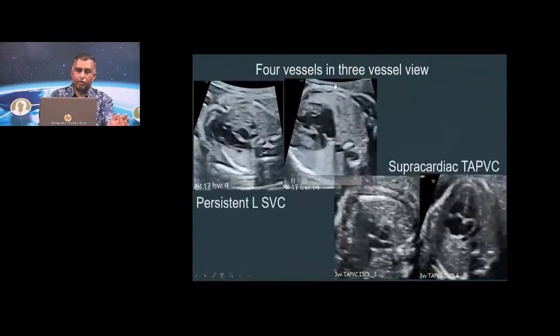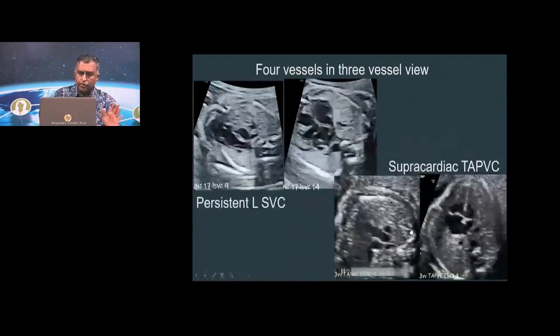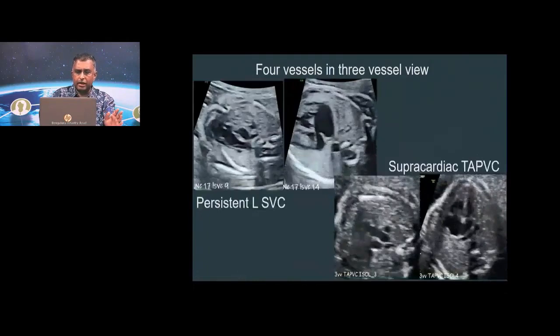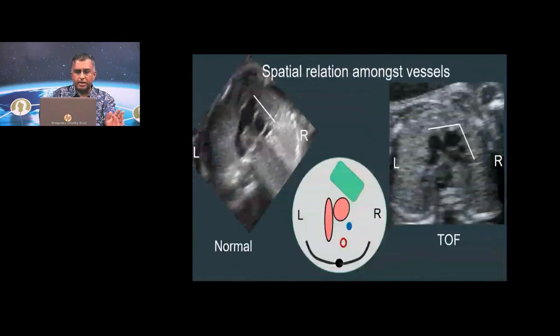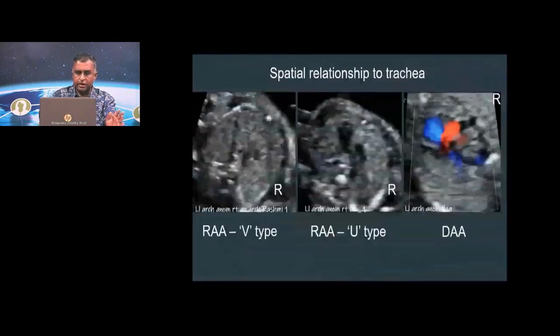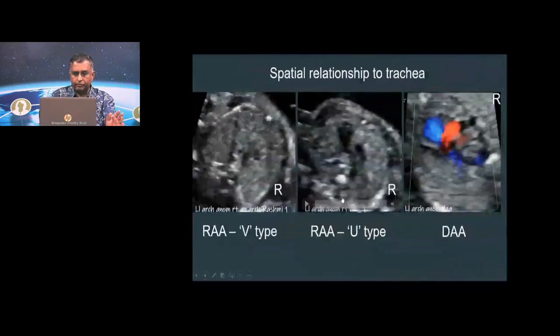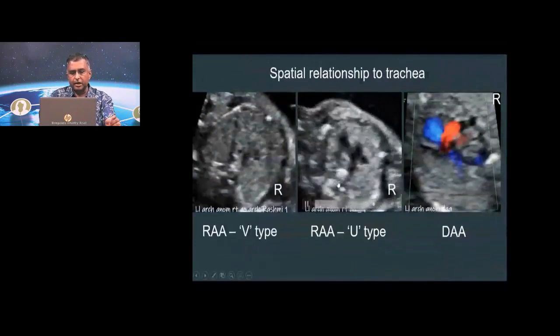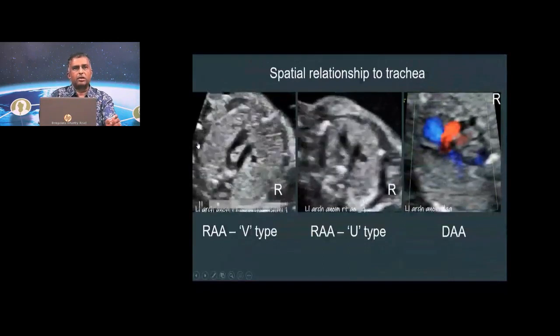So that's 4 vessels. This is 4 vessels LSVC, 4 vessels in terms of a supracardiac TAPVC. Okay, so spatial relation. Okay, we'll just do one spatial relation in terms of this particular case, or even this. Okay, let's look at this.